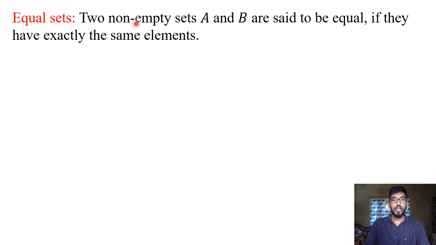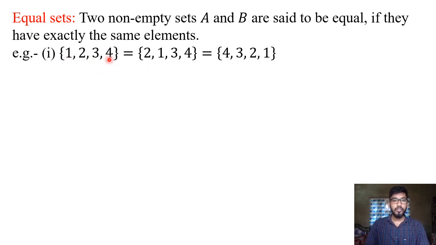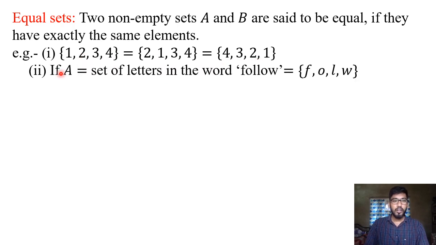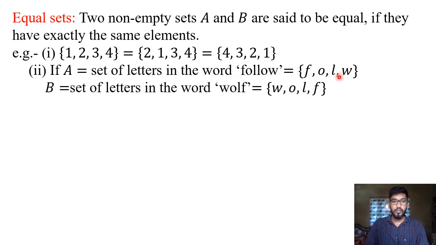Equal sets: two non-empty sets A and B are said to be equal if they have exactly the same elements. If two sets have the same elements, then we call them equal sets. For example, {1, 2, 3, 4}, {2, 1, 3, 4}, {4, 3, 2, 1}: all of these sets are equal. Only the order of the elements differs, but the elements are all the same. Next, suppose A equals the set of the letters in the word FOLLOW, which is F, O, L, W, and B equals the set of all letters in the word WOLF, which is W, O, L, F. The elements are the same, so A and B are equal sets.